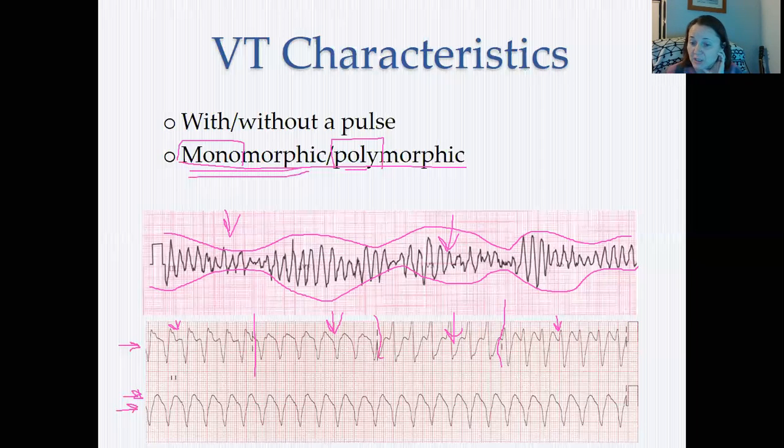Some of the medications, some types of antibiotics like Cipro and Zithromax, can cause torsades. Lithium, Haldol, and methadone are another group.